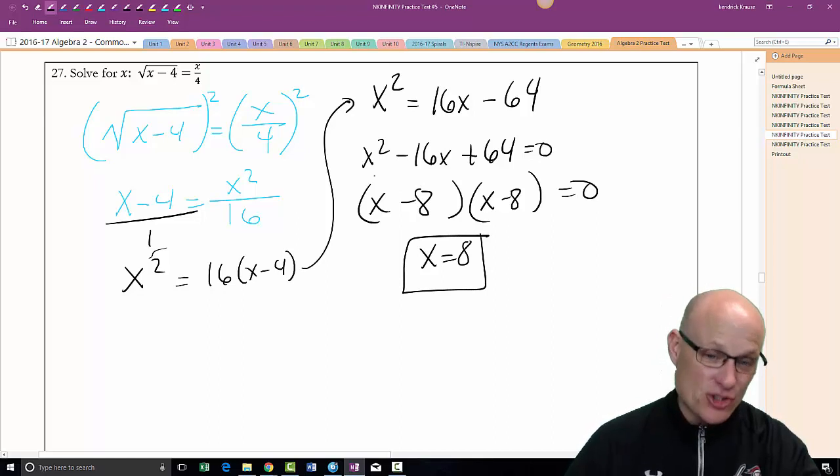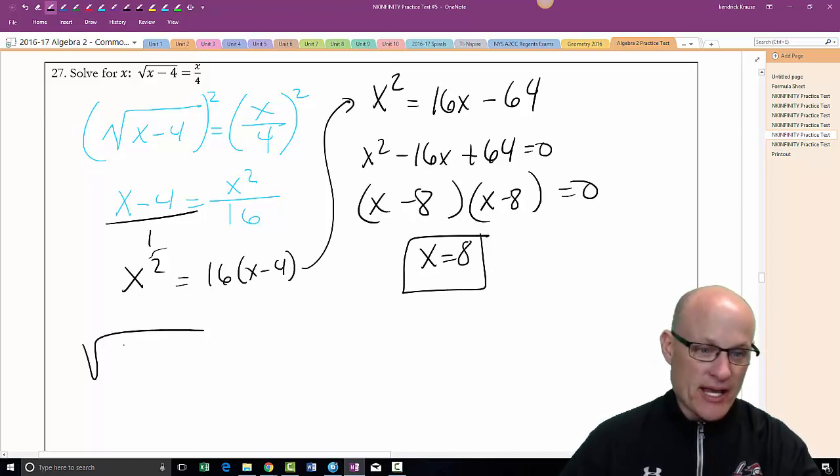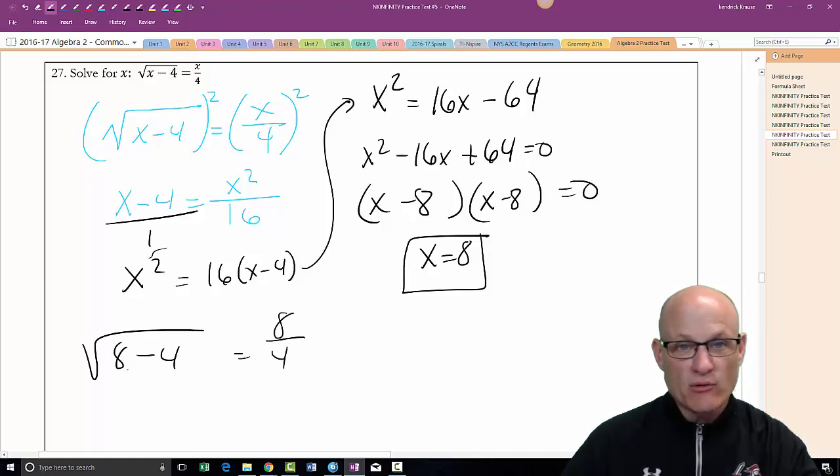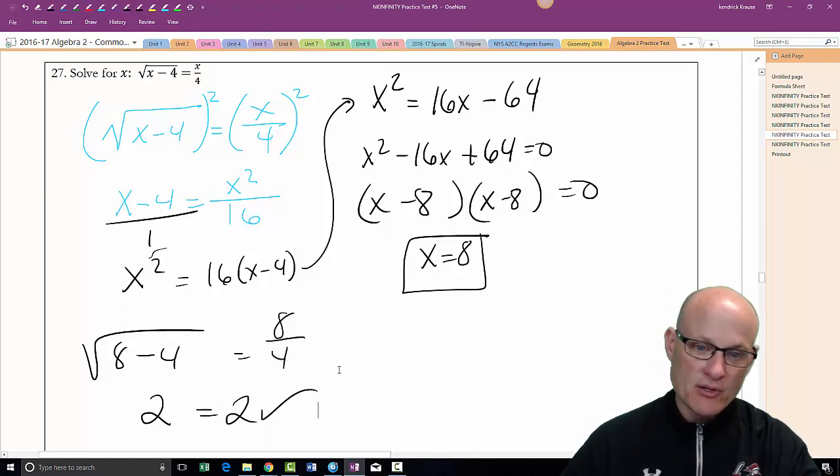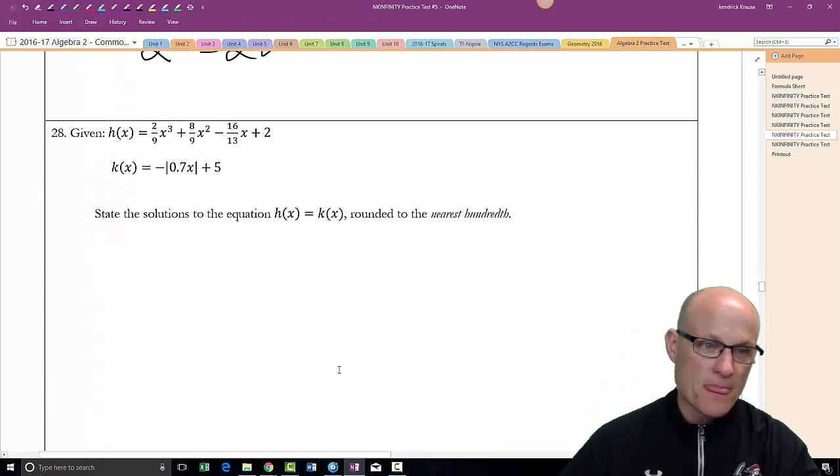But you have to check it. You know, sub in 8. 8 minus 4. Does that equal 8 over 4? Well, square root of 8 minus 4. 8 minus 4 is 4. The square root of 4 is 2. 8 over 4 is 2. So it does check out. Or you can use your calculator. All right, let's move on. That wasn't a bad one.